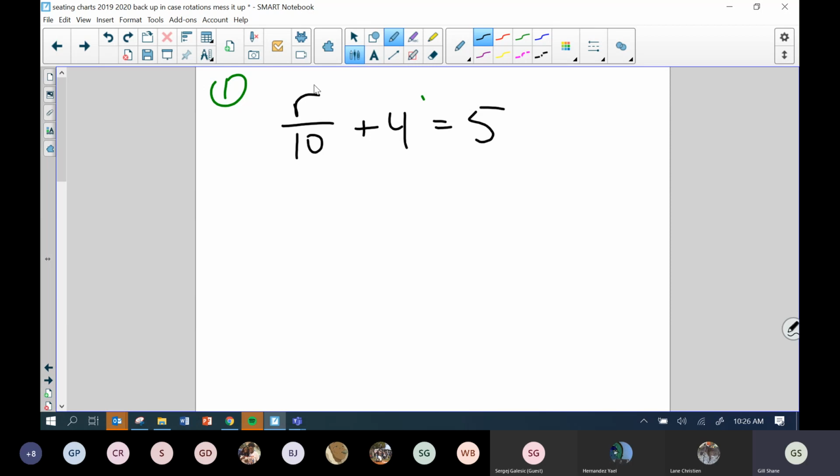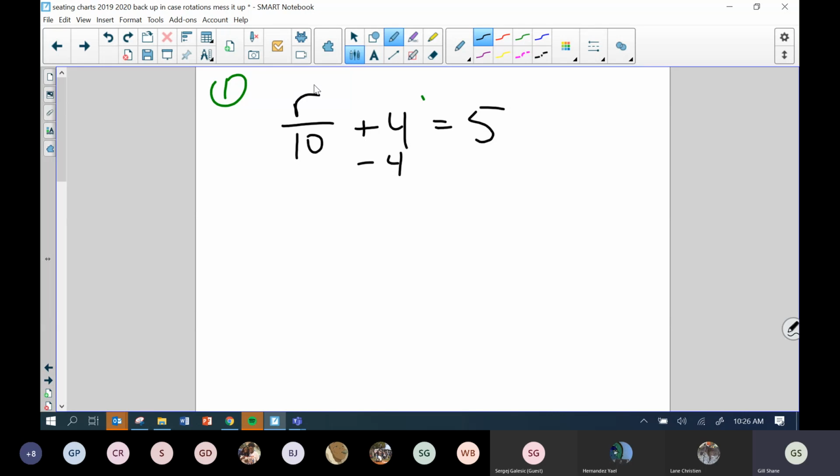All right, so same problem, r over 10 plus 4 equals 5. Instead of getting rid of the fraction, I could just leave the fraction there if I wanted to. So instead of working with the number 10, I could get rid of this 4 first, and that's what I'm going to do in this example. In order to get rid of the 4 first, I subtract it, because you're always doing the opposite math operation to get rid of a number.